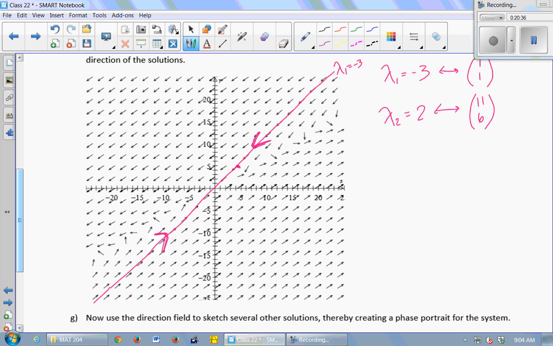Okay, and then my other straight line solution is the line that goes through the vector (11, 6). So maybe I'll do that in a different color. (11, 6) is about right there. Draw that line through the origin. Yeah, there we go. That's a terrible looking line.